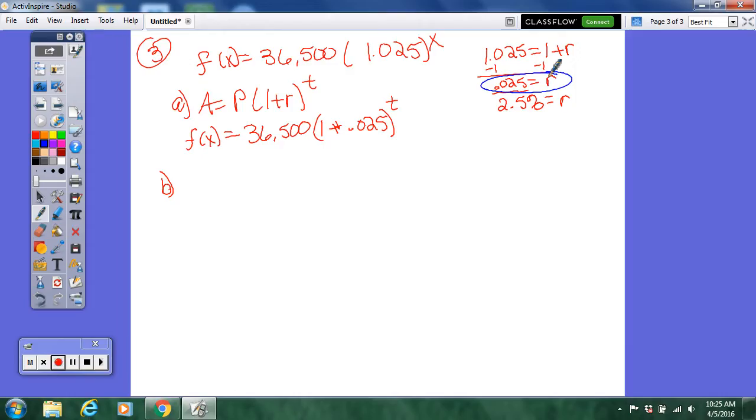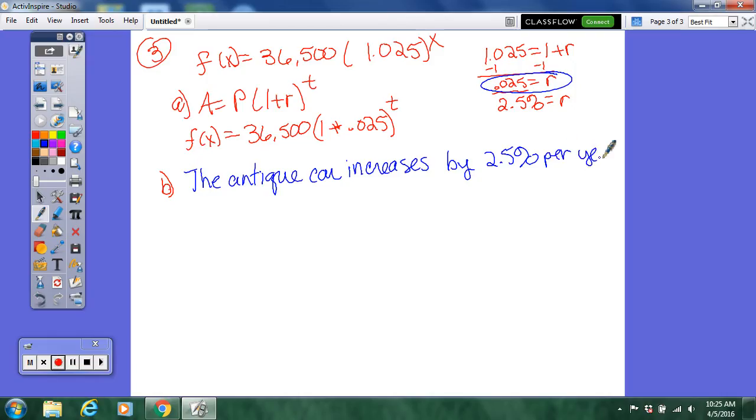We're talking about an antique car. The value of the antique car went up 0.2%, 0.25%, 2.5%. Okay, so Hannah says, I'm going to paraphrase, the antique car increases, you said goes up, but increases by 2.5% per year, or each year. That's how it's going to look on that EOC.